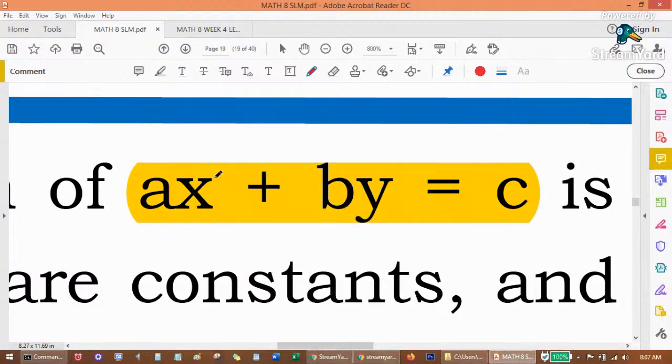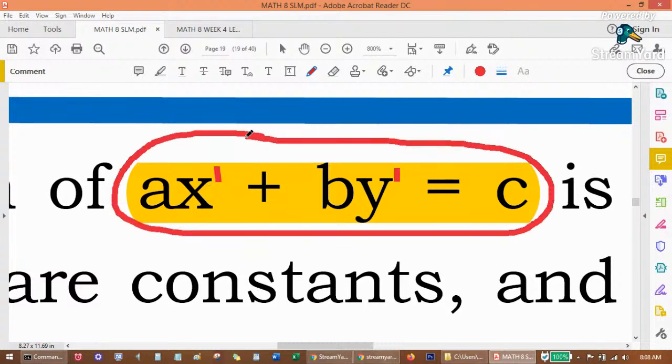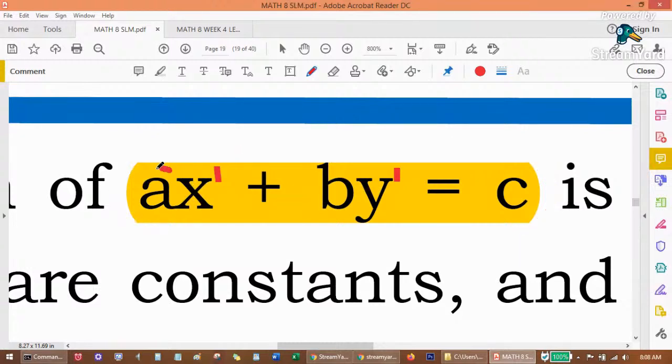Okay, para malaman natin that this is a linear equation, dapat the pinakamataas na exponent is 1. So, ang exponent ng x is 1. Ang exponent ng y is 1. So, pag ginraph natin to, this is a linear equation. Yung mga a, mga number yun.